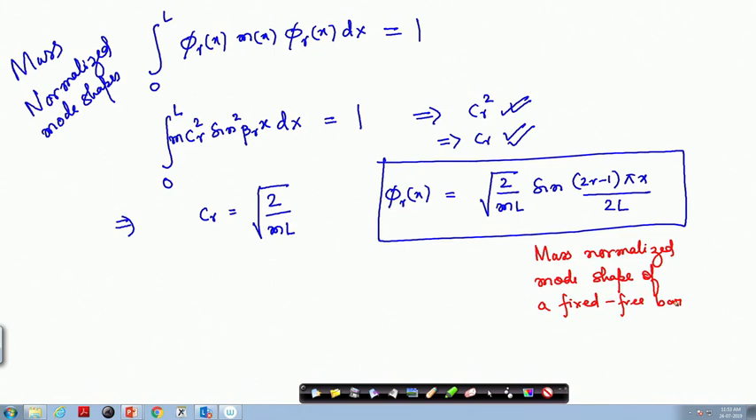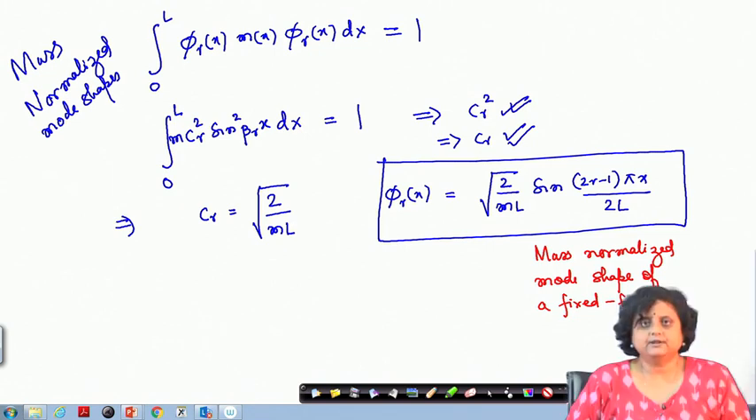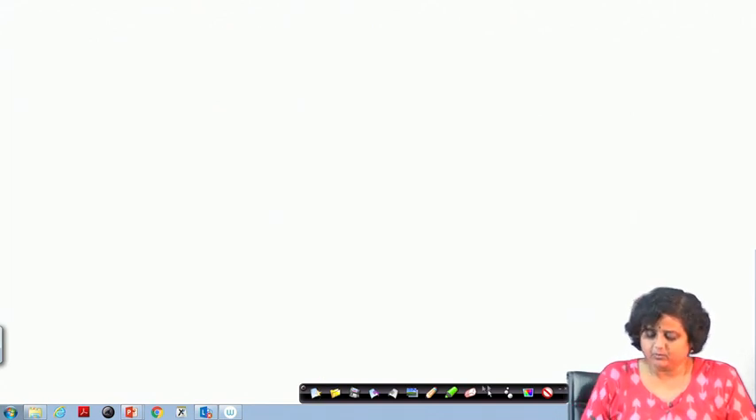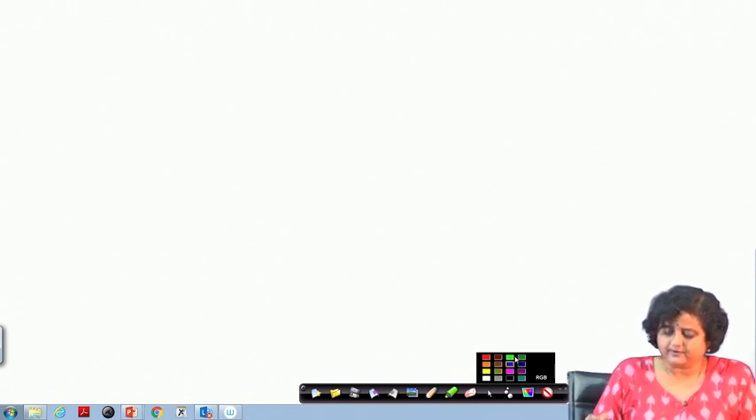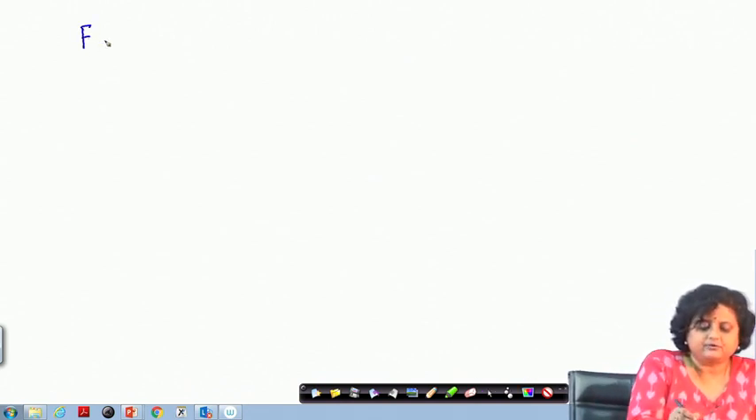We will see later that, similar to a multi-degree of freedom system, making a mode shape mass normalized is going to ease the calculation when we do modal analysis for a continuous system. Now, let me move into a next example where we have a fixed bar.